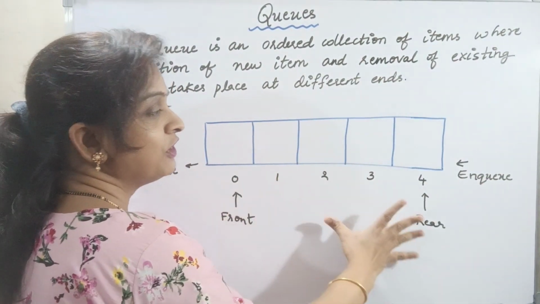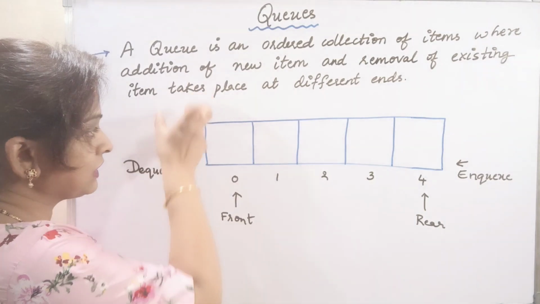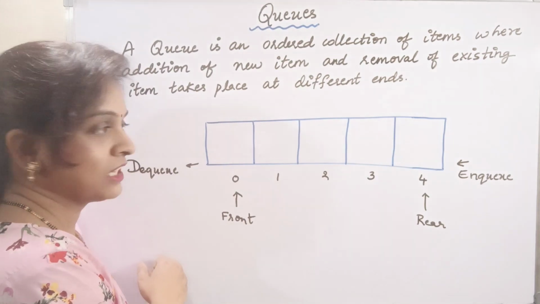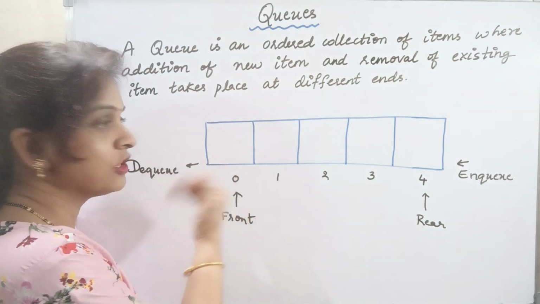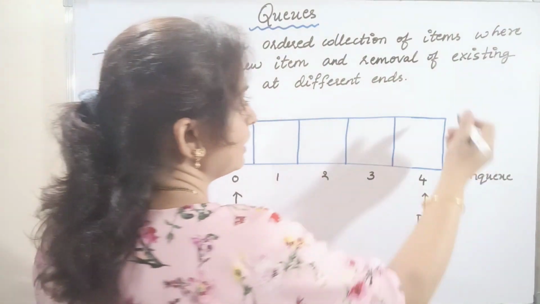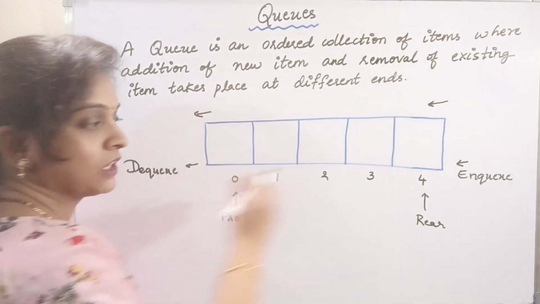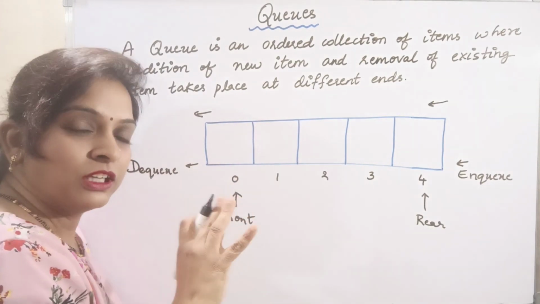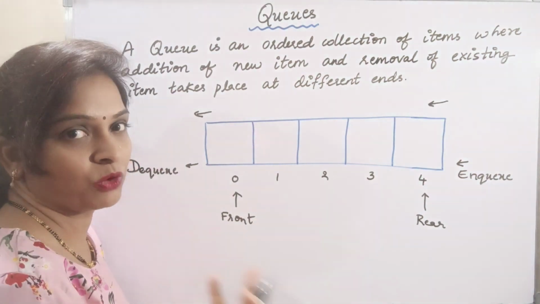When the counter is filled, no more entries will be made. Then at the ticket counter, the tickets will be issued, meaning the person standing first at the front end will be the first to come out. So from the rear end we get in, and from the front end we come out. This is the concept of the normal queue. The same thing is applied with the queue data structure, and there are some technical terms we need to remember.